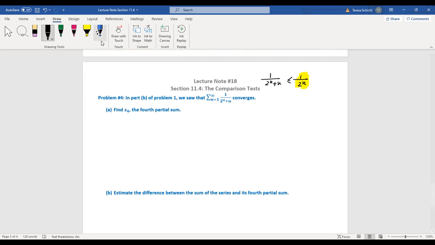So let's find S4 here. The S4 is pretty simple, right? Just like n equal to 1, this will be 2 plus 1, and n equal to 2 will be 4 plus 2, and n equal to 3 will be 8 plus 3, right? N equal to 4 will be 16 plus 4. So I know the S4 here, if I just calculate that, is 141/220.